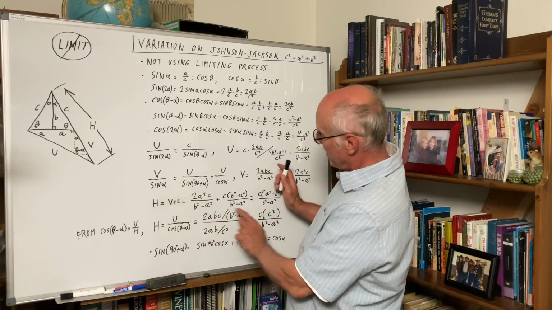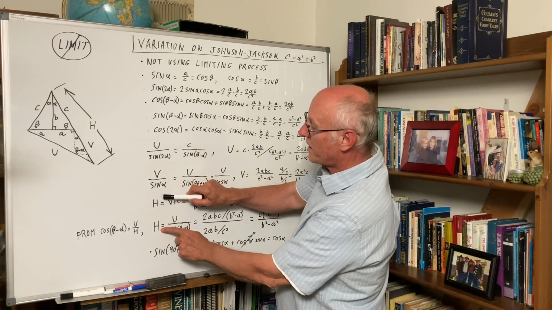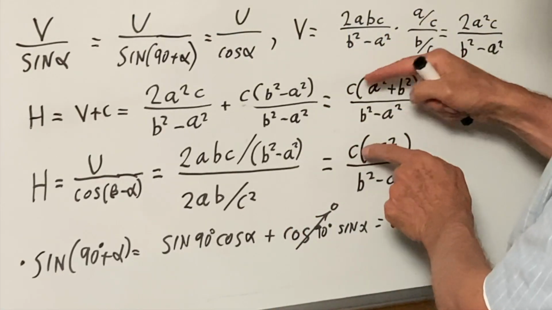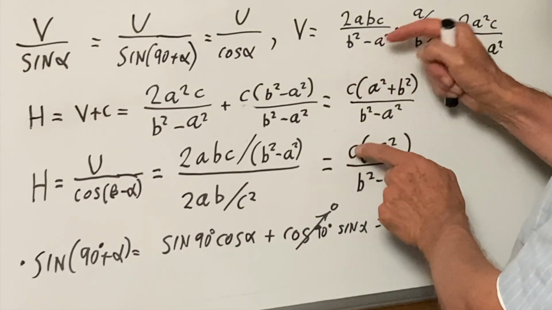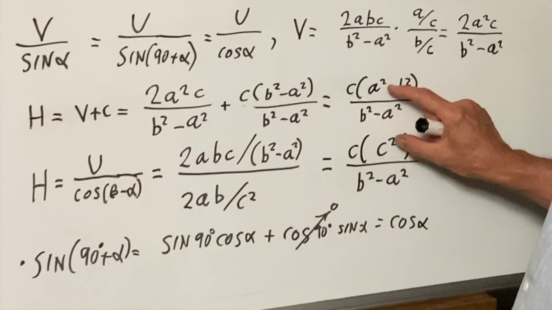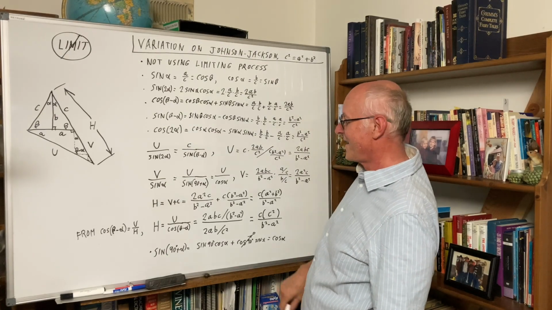Now take a look. We set these two expressions for h equal. The denominators are equal. The c's cancel out. And what you are left with is c squared is equal to a squared plus b squared. That's the proof that we want.